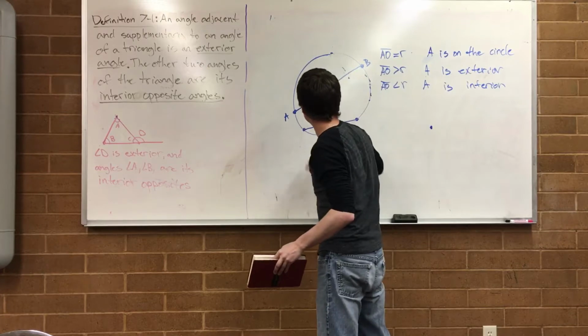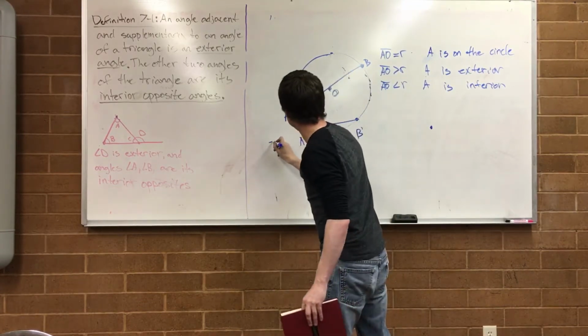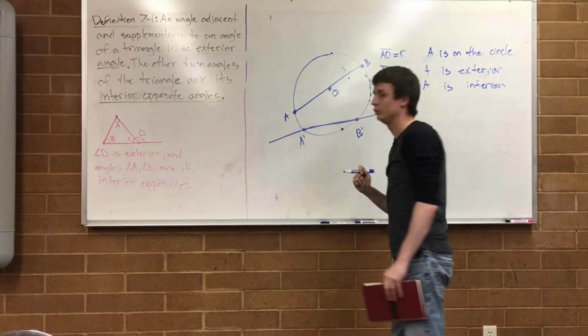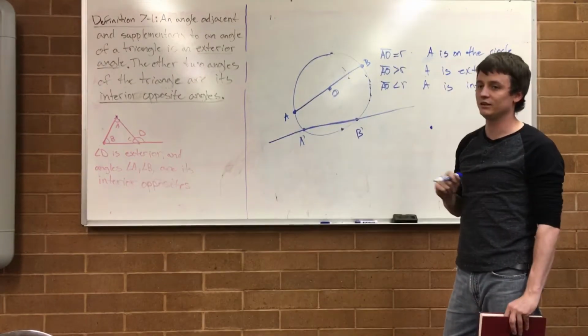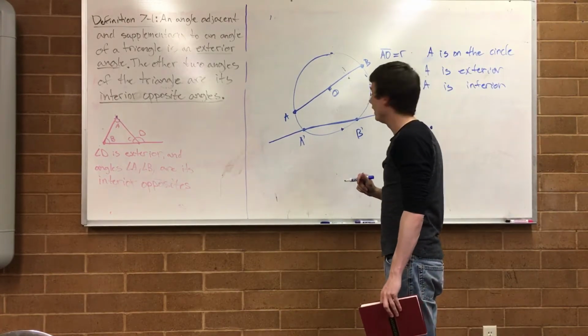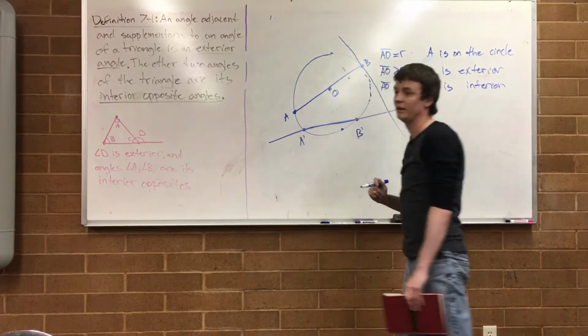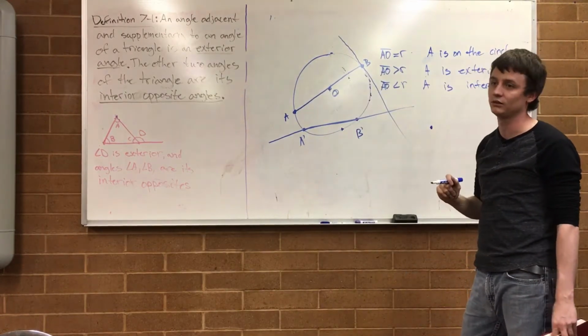If we instead talk about a line that intersects a circle at 2 points, that line is called a secant line. And then if we draw a line that intersects the circle at 1 point, that line is called a tangent line.